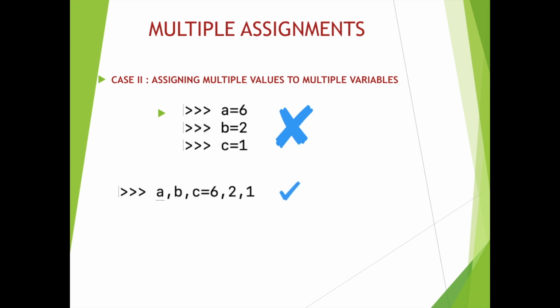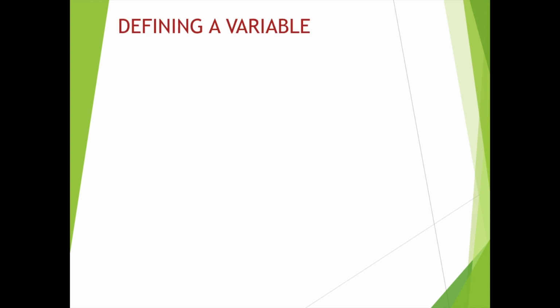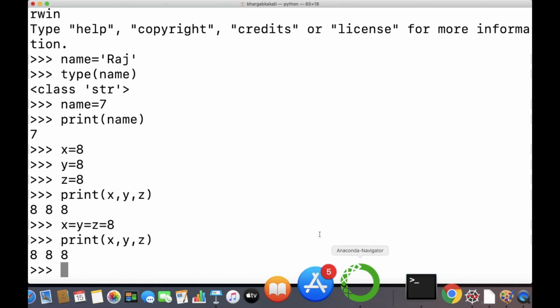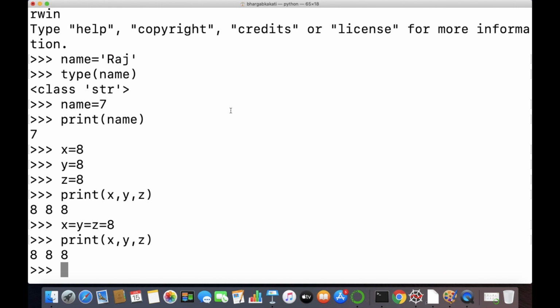The efficient way would be A comma B comma C equals to 6 comma 2 comma 1. So here, let's say I want to see the value of B, then I can just write print B, then I'll get the output as how much? I'll get the output as 2. Let's try to implement it.